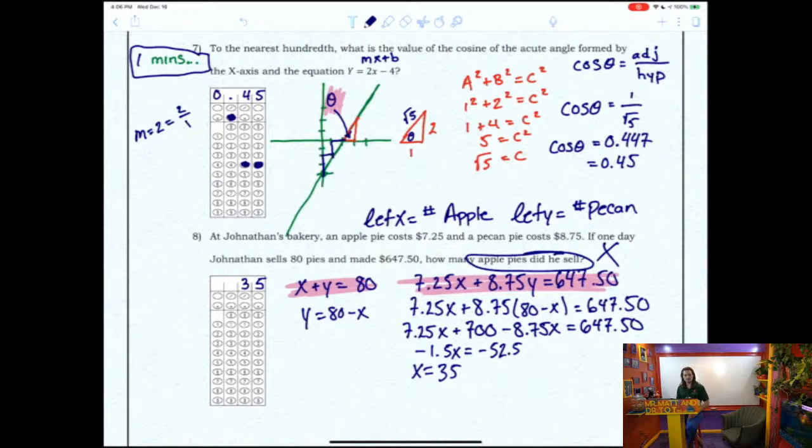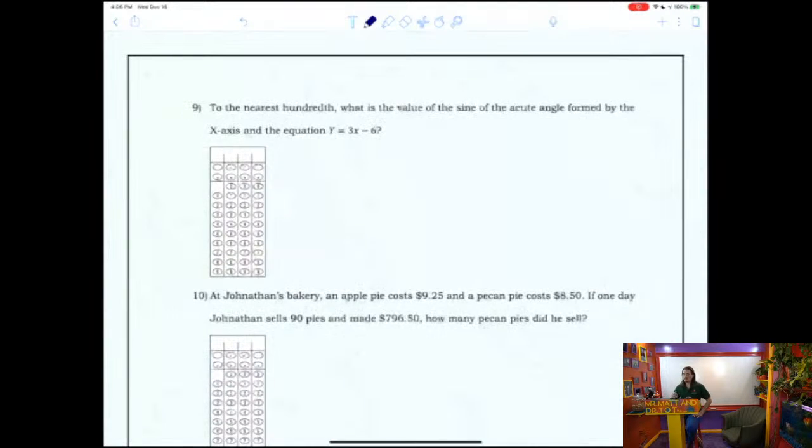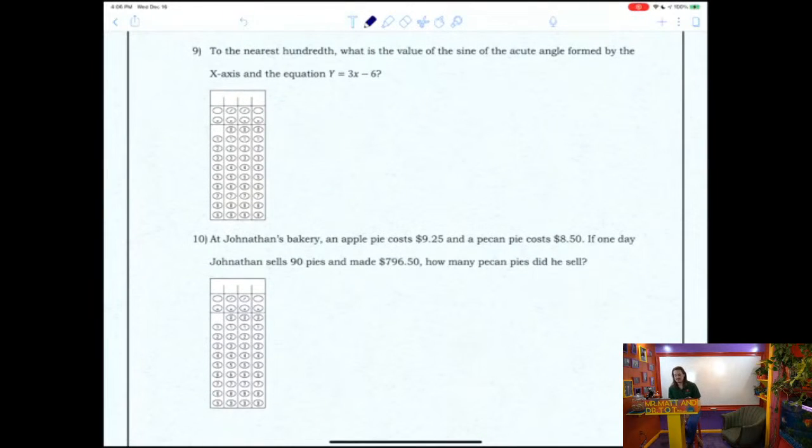If you have any questions, then please let me know. Otherwise, let's look at 9 and 10. Question number 9 asks, to the nearest hundredth, what is the value of the sine of the acute angle formed by the x-axis and the equation y is equal to 3x minus 6.